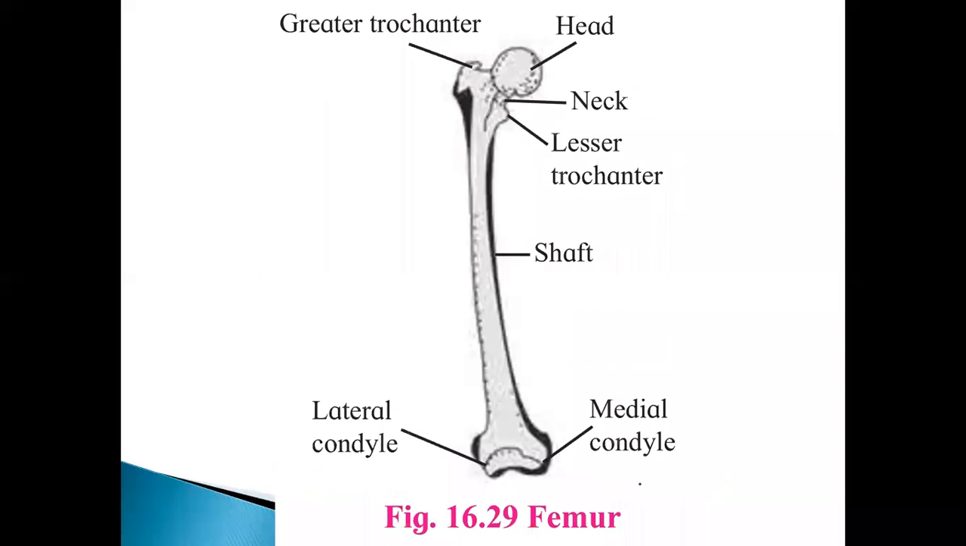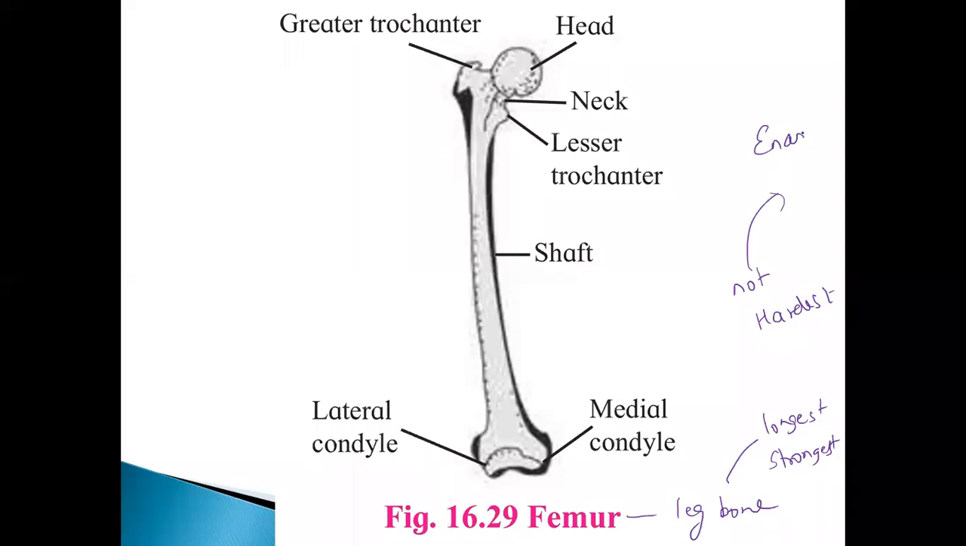Then we have the longest leg bone. I can say it is the longest bone of our body. It is the strongest bone of our body. But remember, it is not the hardest. The hardest substance that is present is nothing but enamel. Enamel is the hardest substance that is found. So it has the trochanter, greater trochanter and lesser trochanter. The depression, the bend, this area is the trochanter.